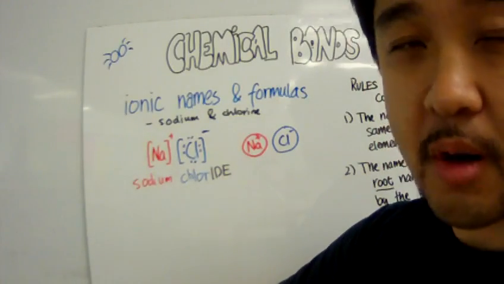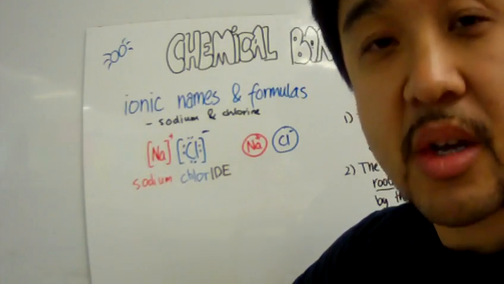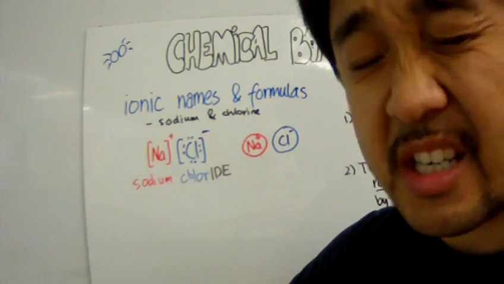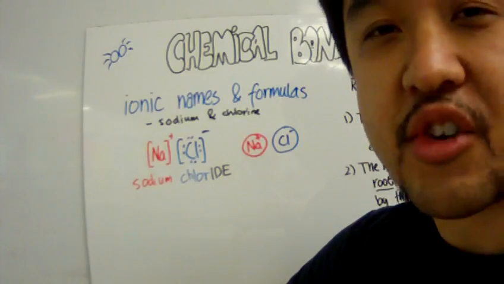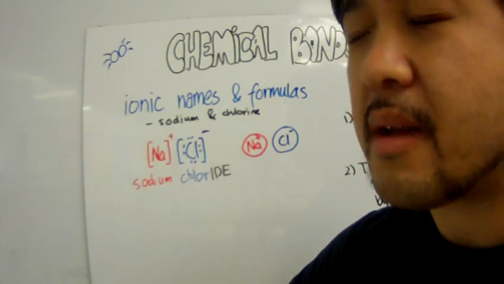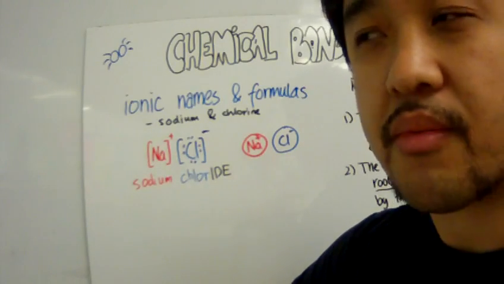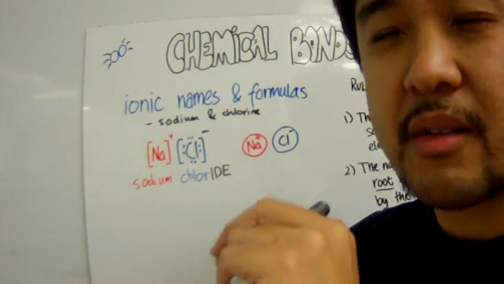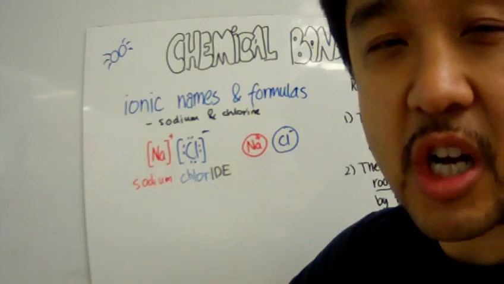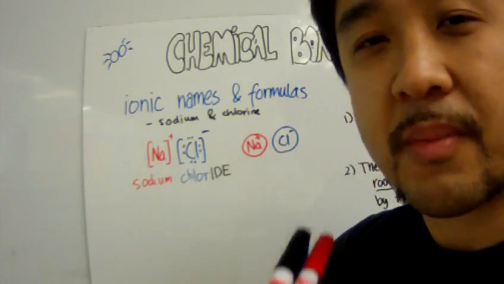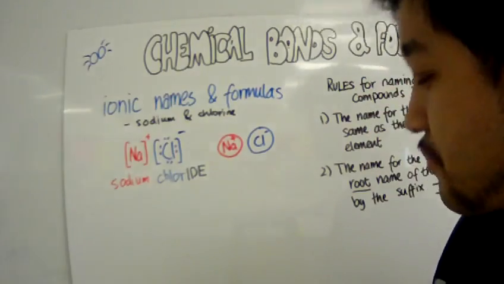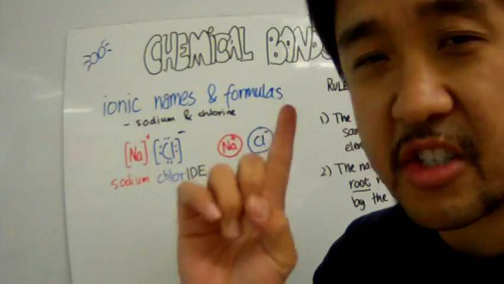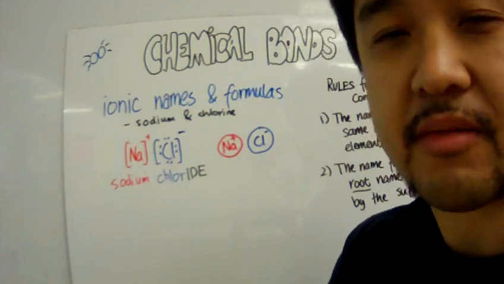When you want to write the formulas for ionic compounds, you have to realize that ionic compounds, when in their solid state, are electrically neutral, which means that there must be the same ratio of positive ions and negative ions, which means the formula has to have an equal number of positive charges from the cations and negative charges from the anions. Okay? So here, sodium has a positive charge, so it only has a charge of 1. Chloride has a negative charge of 1.